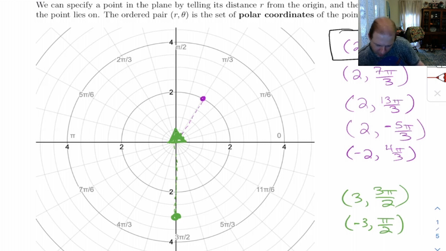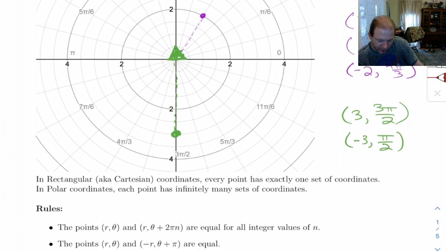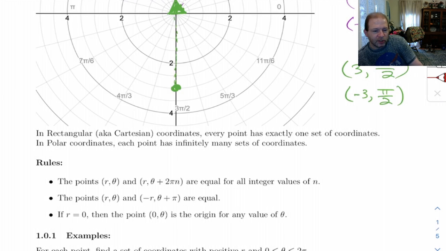All right, so I've done all these examples on here, and this sort of codifies things. These rules. It says the point (r, θ) and (r, θ + 2πn) are equal for integer values of n. In other words, you can add, and integers include negative numbers. So this means you could add or subtract 2π onto the angle as many times as you want to, and all that's going to do is change the number of times you go around the circle before you head out to the point. So in other words, you can always add a multiple of 2π on there.